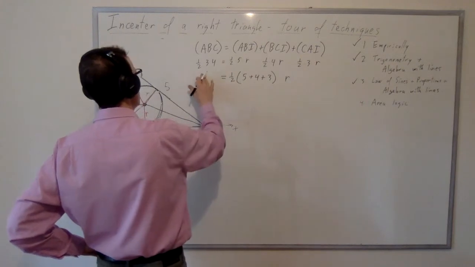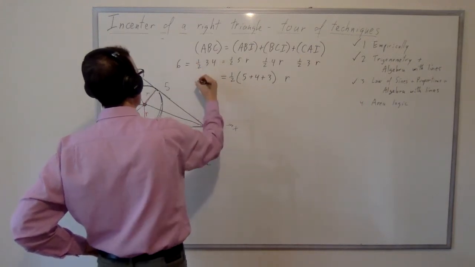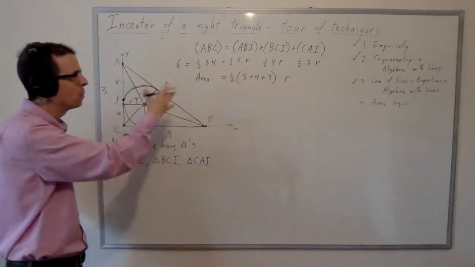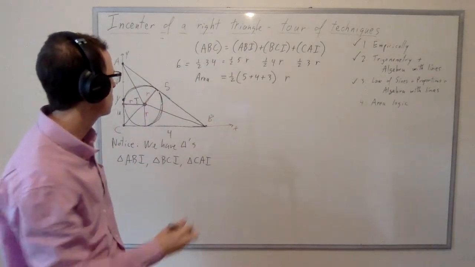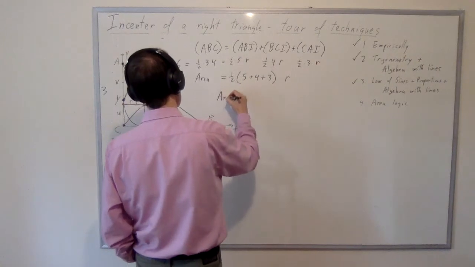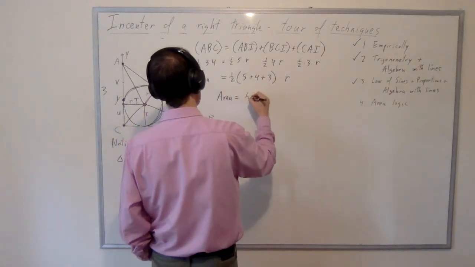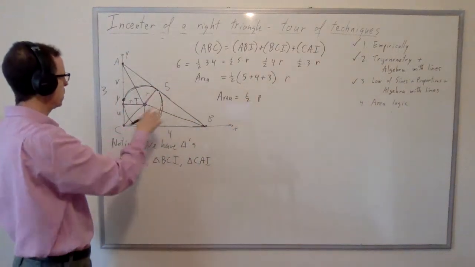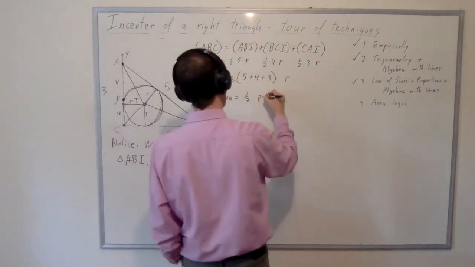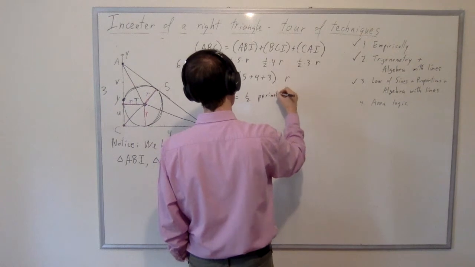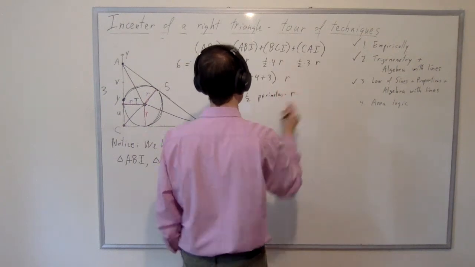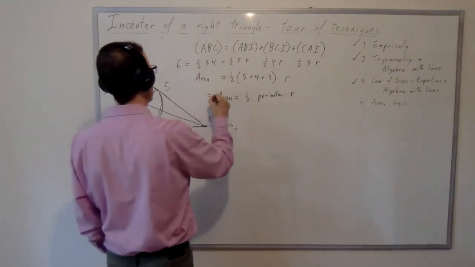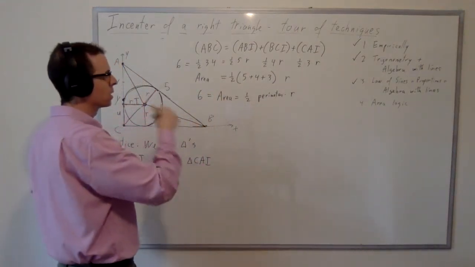And here, you know what? I know that this is 6, but I'm just going to write area, because for a different problem, this would just be the area. And so what we're learning here is that the area is 1/2 of, what's 5 plus 4 plus 3? That's the perimeter. It's 1/2 of the perimeter times the inradius r. And now you see, in our problem, the area is 6.